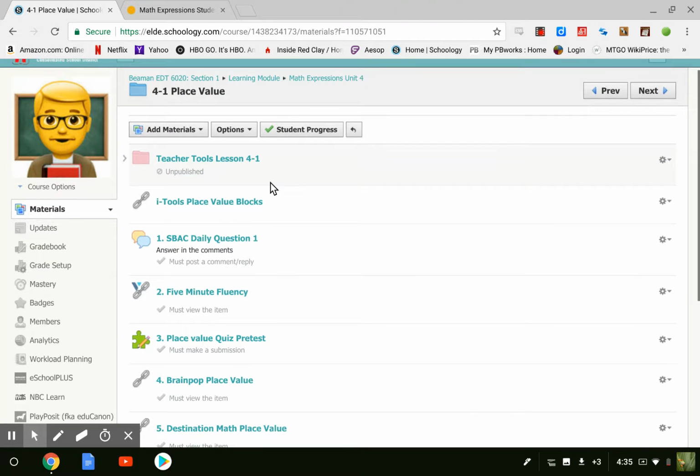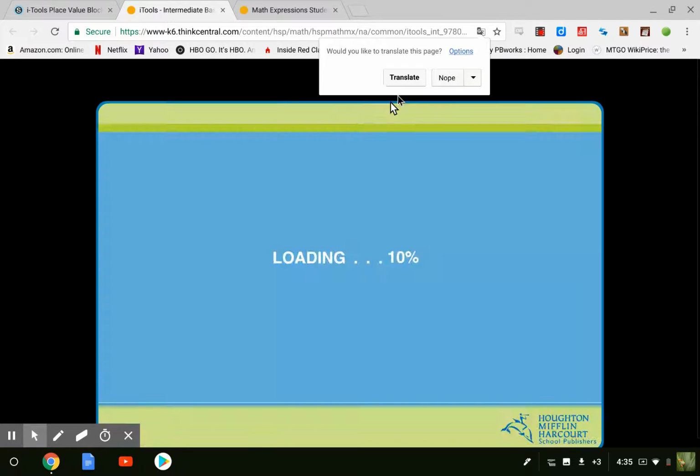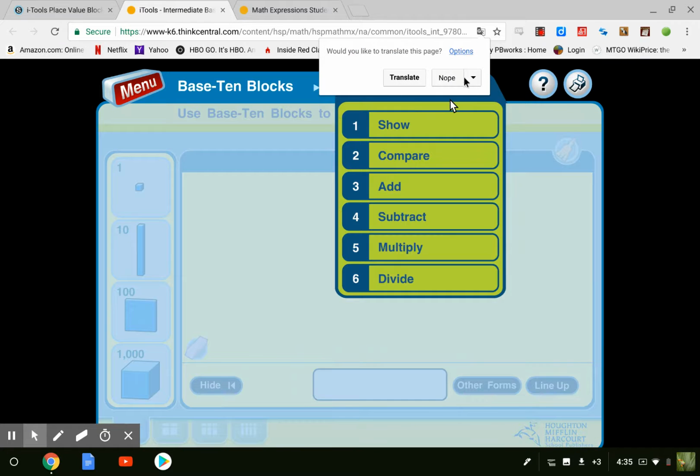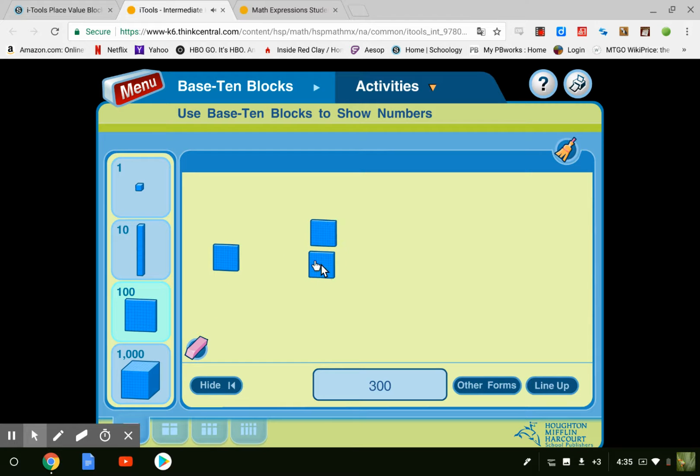Then usually I'll teach my lesson. Usually my lessons involve iTools. So I'll kind of show you this. And the students have access to this as well. So, place value, we can kind of make numbers. I can kind of take them through this.